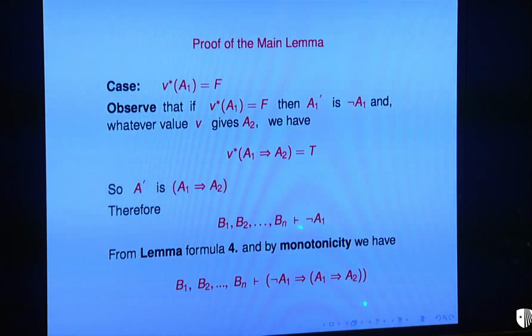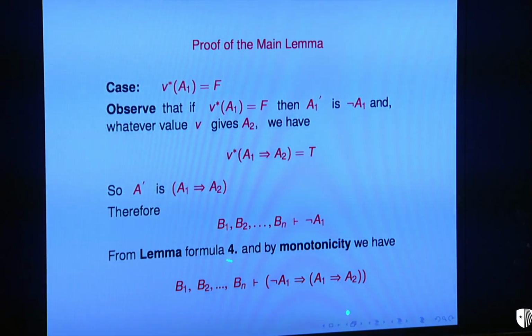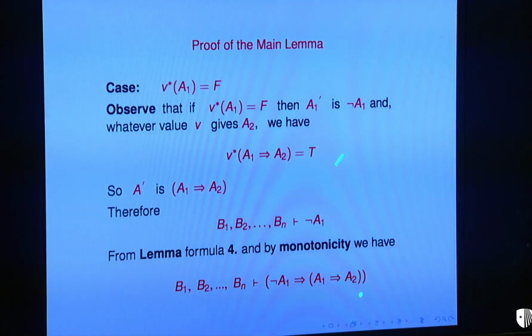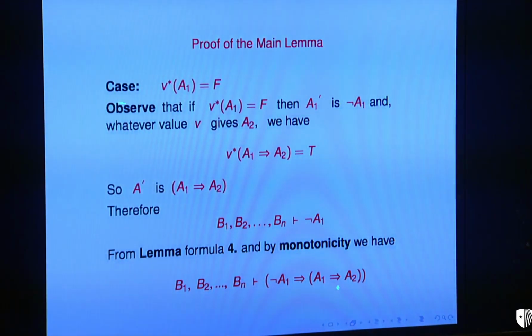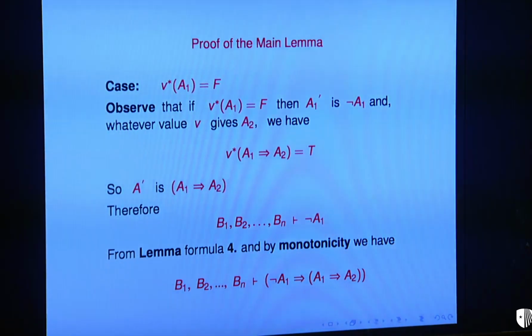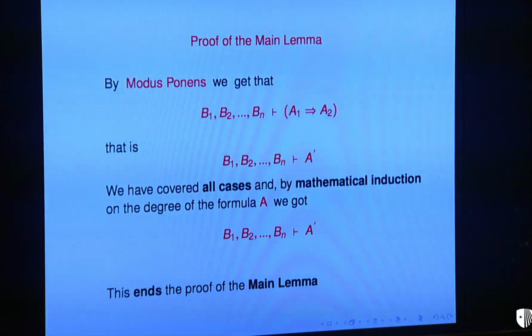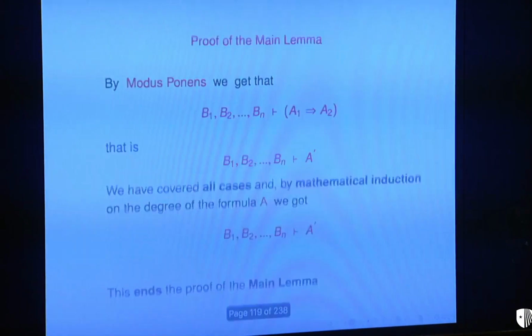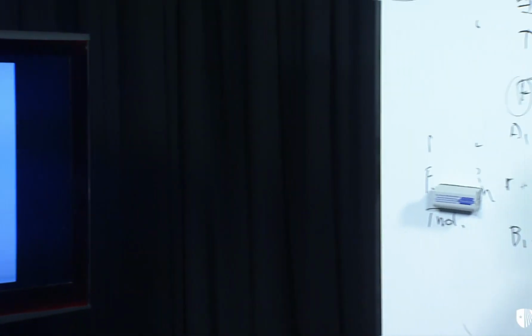B1, ..., Bn proves negation of A1, and again, you have formula 4 that we proved, that not A implies (A implies B). You see, I have by negation, here's our inductive assumption. I can cut this, and what I get is my A prime, which is A1 implies A2. So by modus ponens, I have proof, end of the main lemma. Now, I'm almost done.